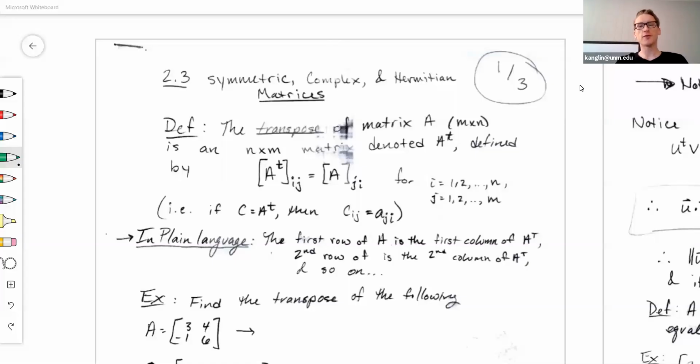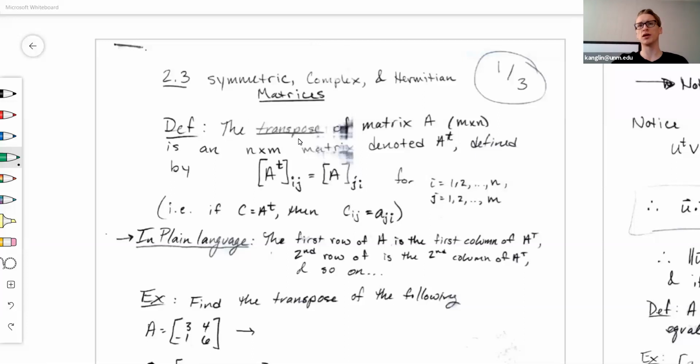Hi there, this is the video for section 2.3 on the topic of symmetric, complex, and Hermitian matrices. In this section, we are going to describe and define some new types of matrices and see how to work with them a little bit. Mostly this is going to be learning a little bit of vocab, some terminology, and just a few new mathematical objects. So let's start with the definition here.